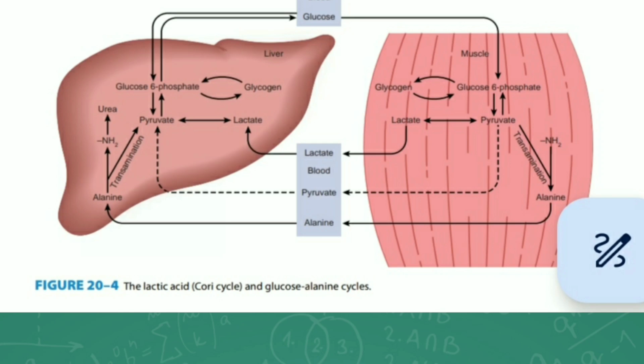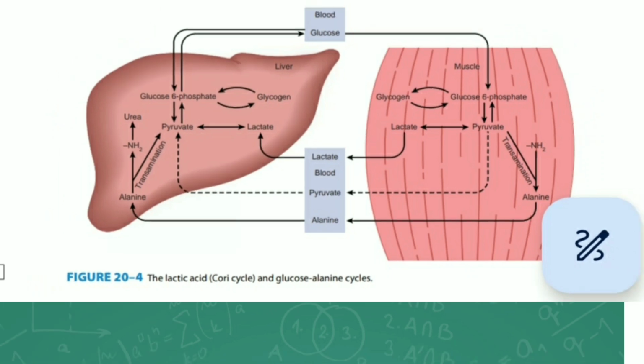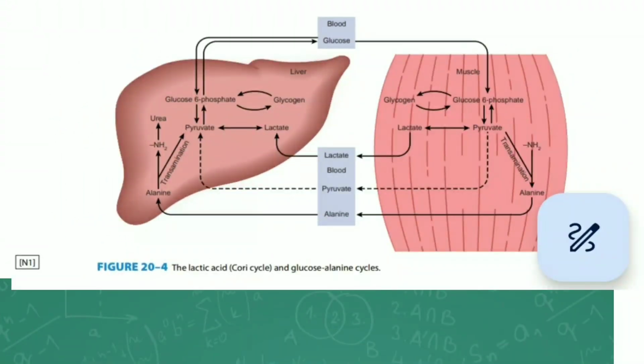And this pyruvate is the substrate of gluconeogenesis. Okay, so this shows us that the glucose-alanine cycle provides an indirect way for muscle glycogen to maintain blood glucose level in the fasting state. So in this way muscle glycogen is also taking part in maintaining the glucose level in the fasting state.